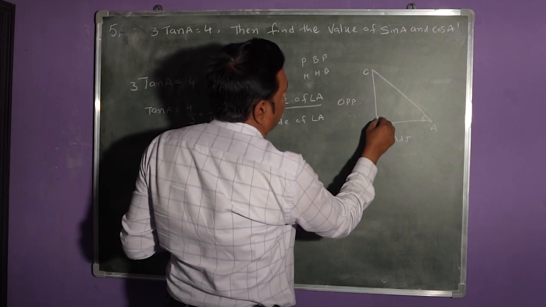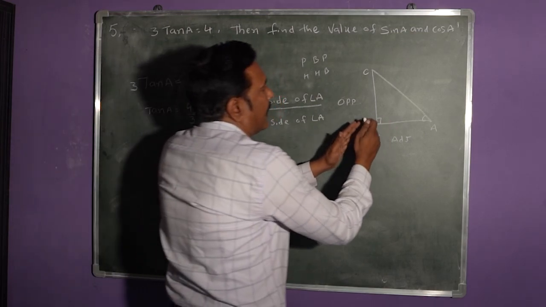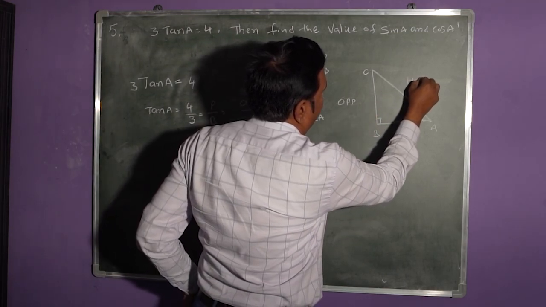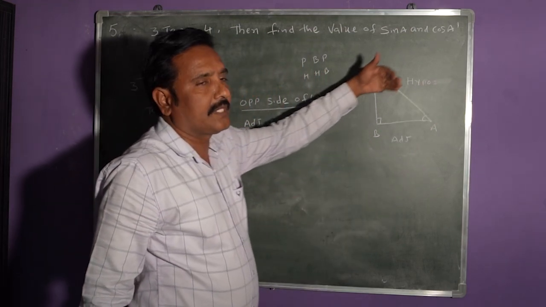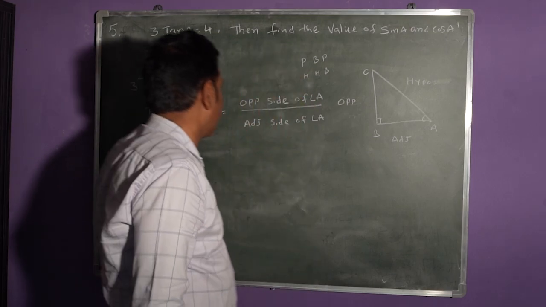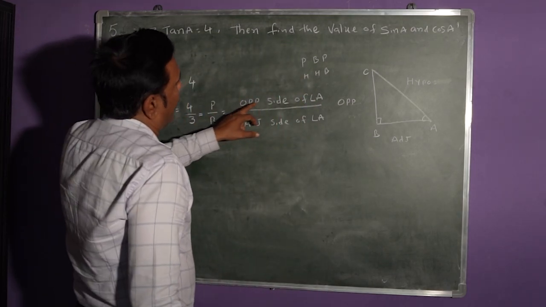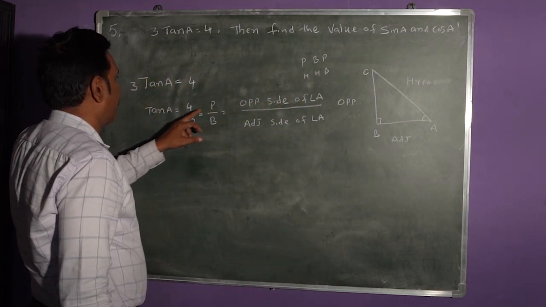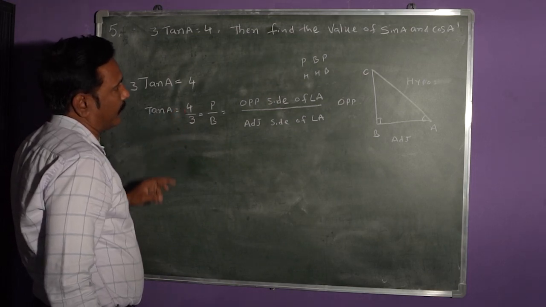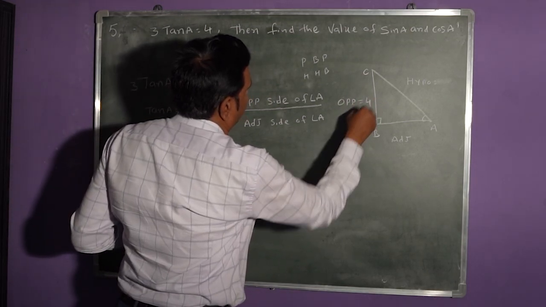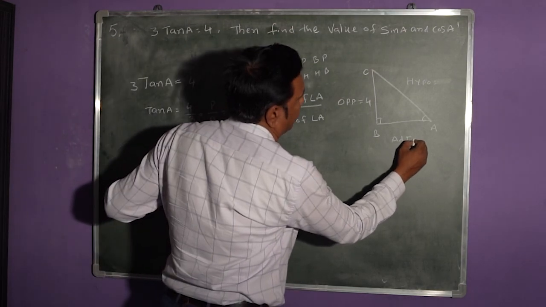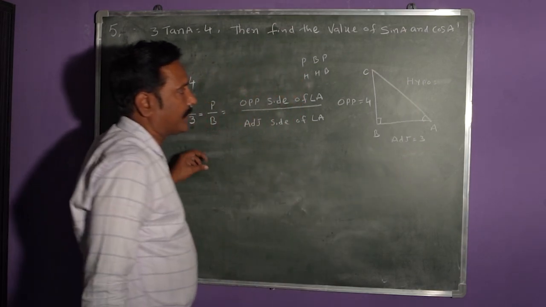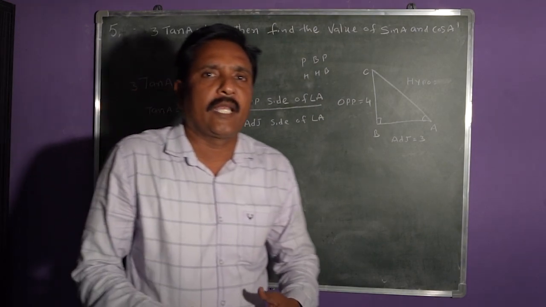This one is the right angle. Right angle opposite is always hypotenuse. Please remember it. Right angle opposite is always hypotenuse. Okay, on this place opposite side of angle A is 4, and adjacent side is 3, given. Find the value of hypotenuse. How can I find out?